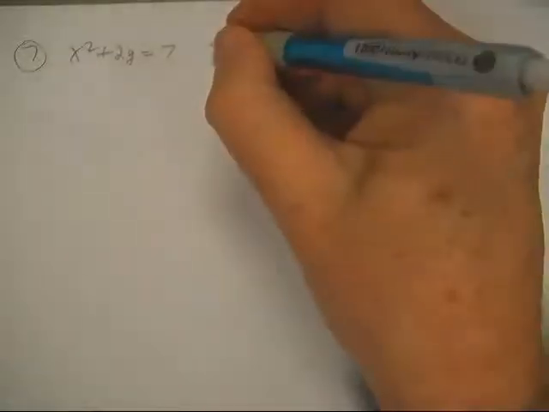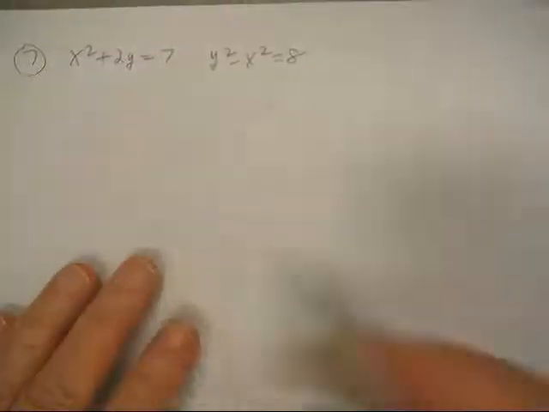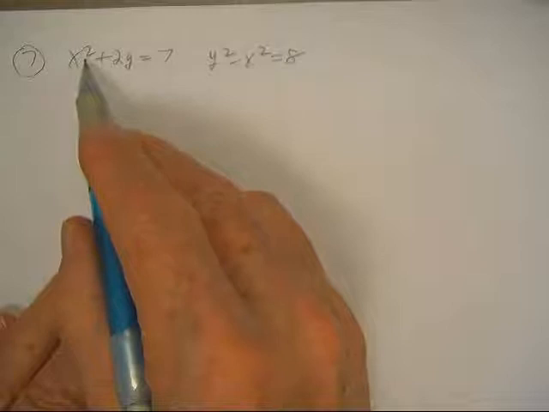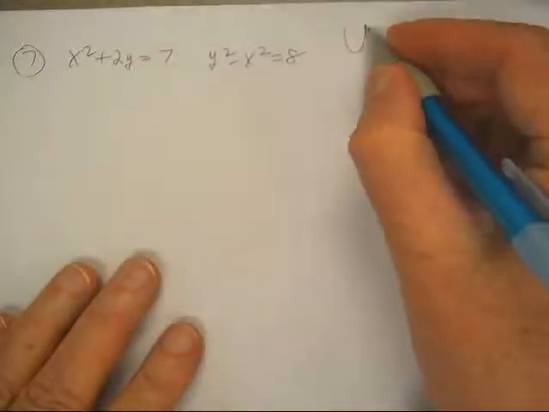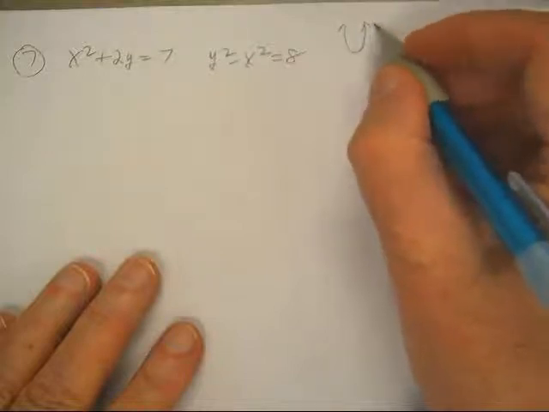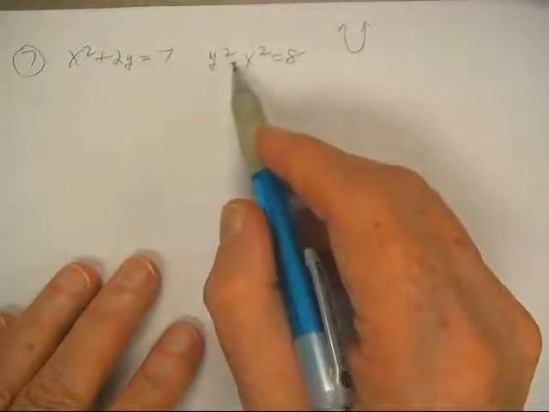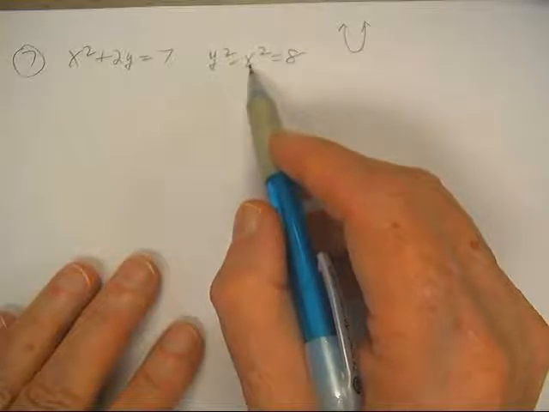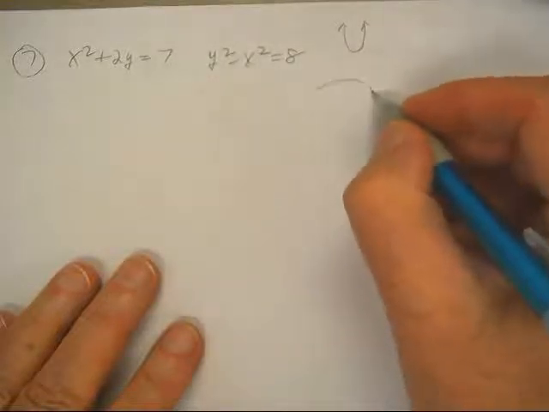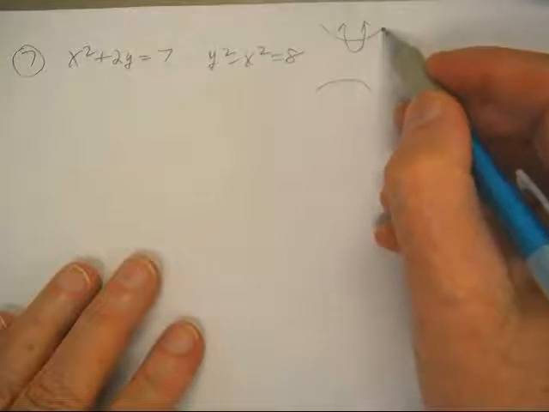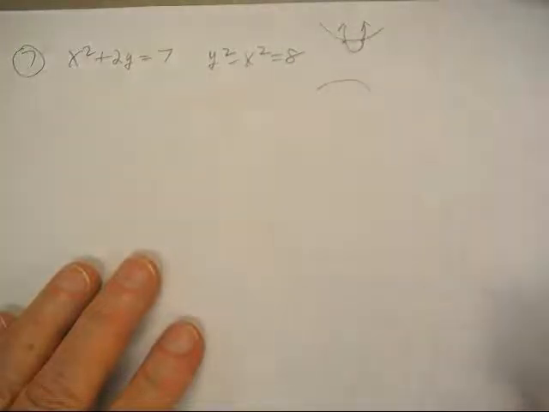Okay, very good. Welcome back. On this one, now that one's only got one square. That's going to be a parabola. So I know that one's a parabola. And this has two squares and a negative. This one's a hyperbola. Okay, so I could have this, and it could be crossing it twice.